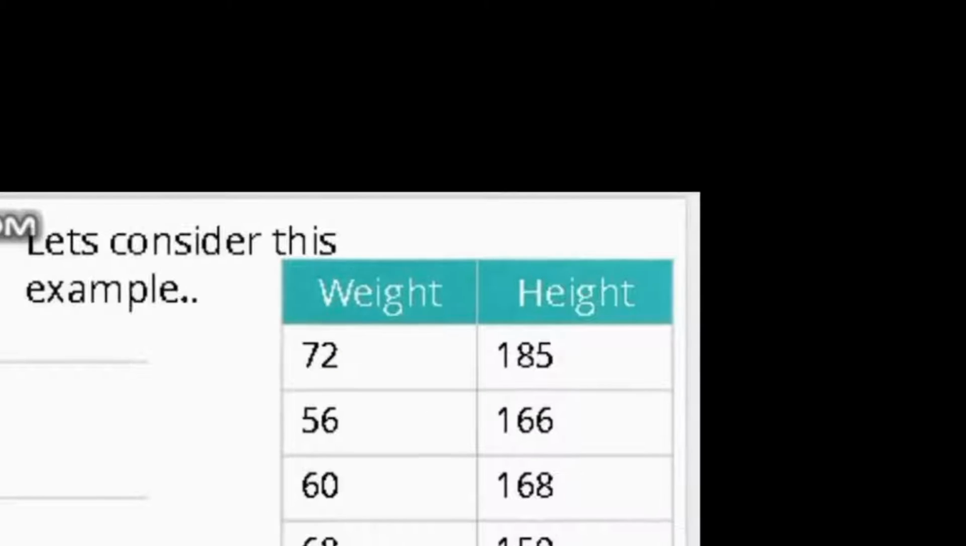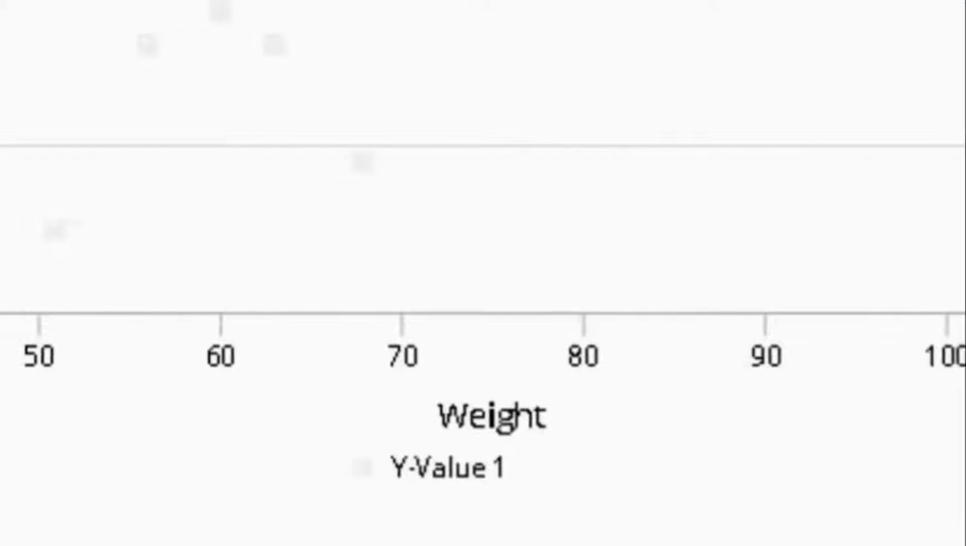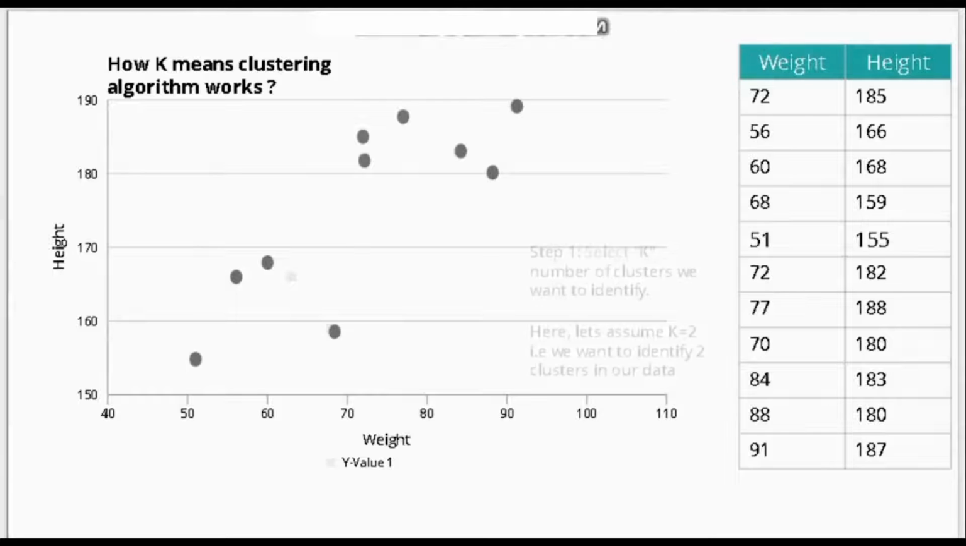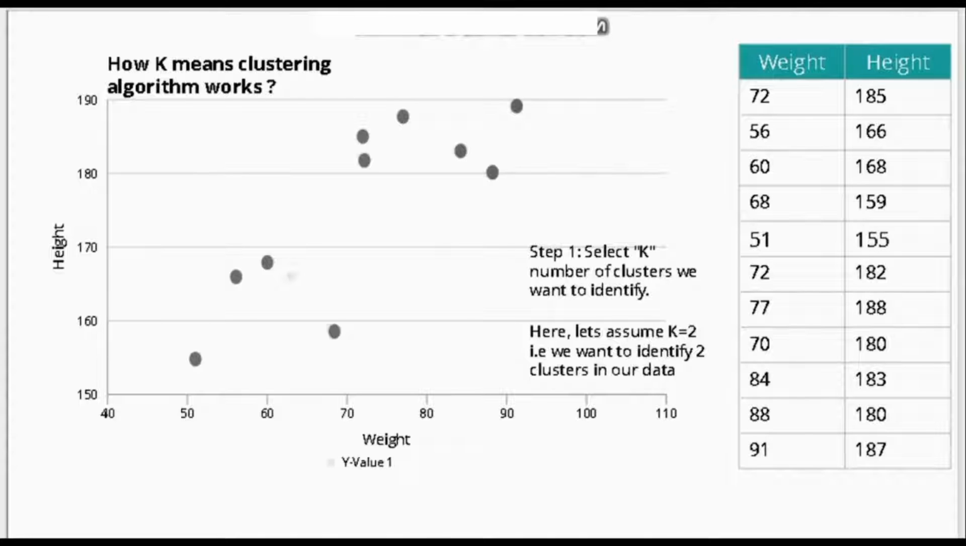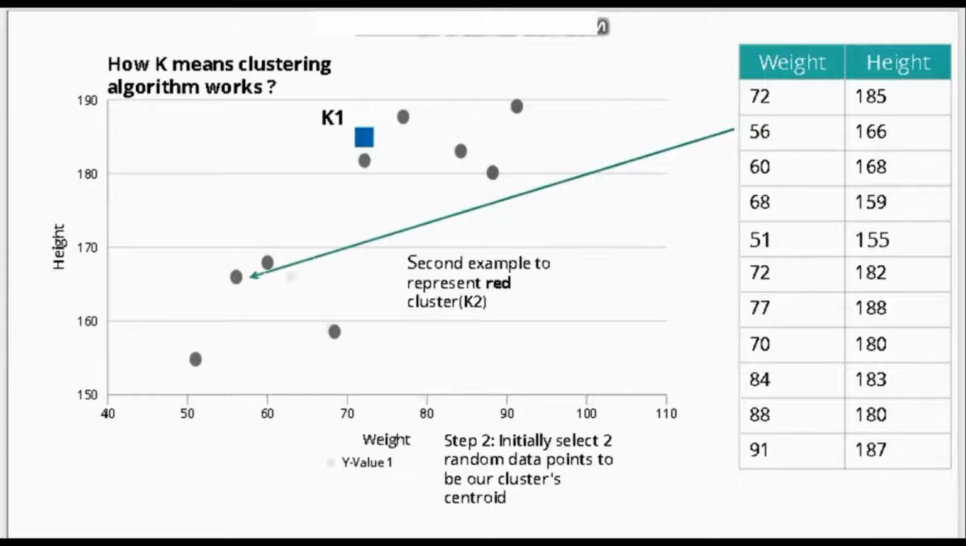Let's consider this example. We take the weight and height measurements of 11 students in a class. On the x-axis we have weight and on the y-axis we have height. We'll plot them onto a graph. Step 1: select a value of k that tells us how many clusters we want to identify. Here let's assume we want to identify two clusters, that is, k is equal to 2. Step 2: initially select two random data points to be our cluster centroids. The first to represent the blue cluster centroid, that is K1, and the second to represent the red cluster centroid, that is K2.